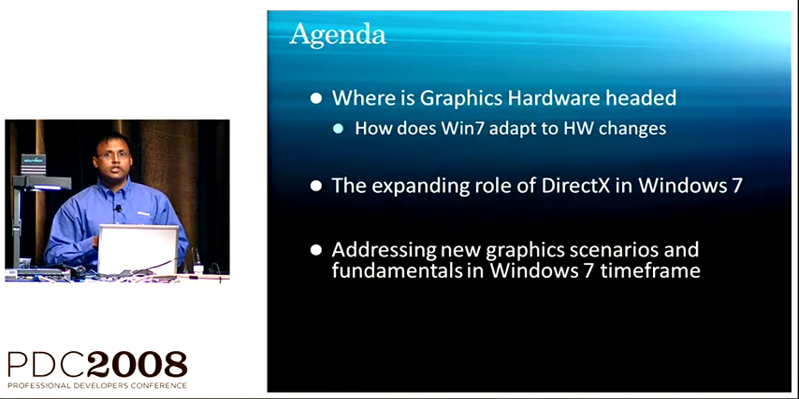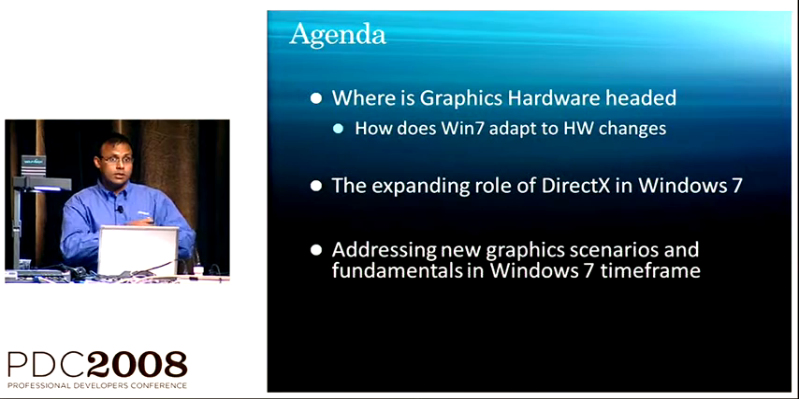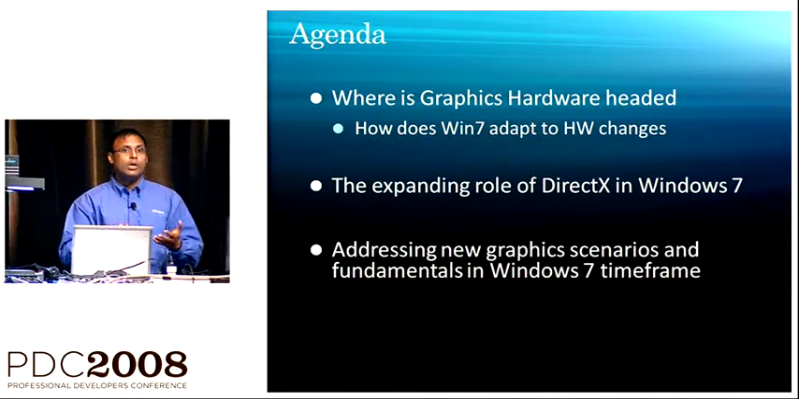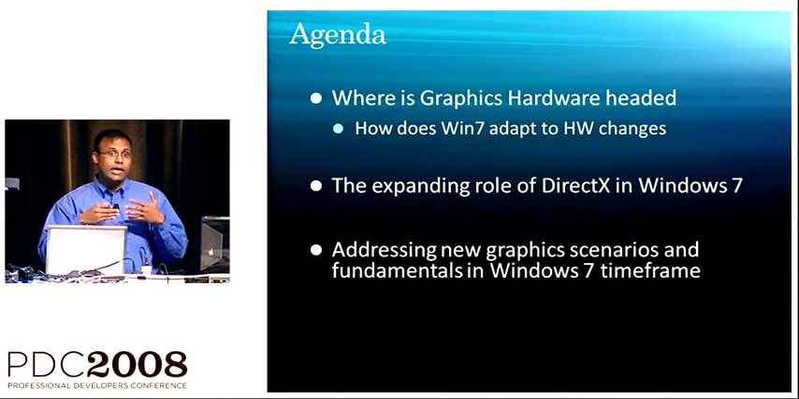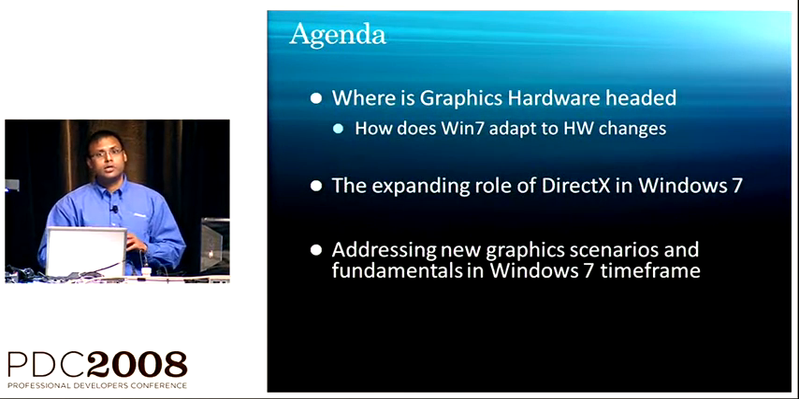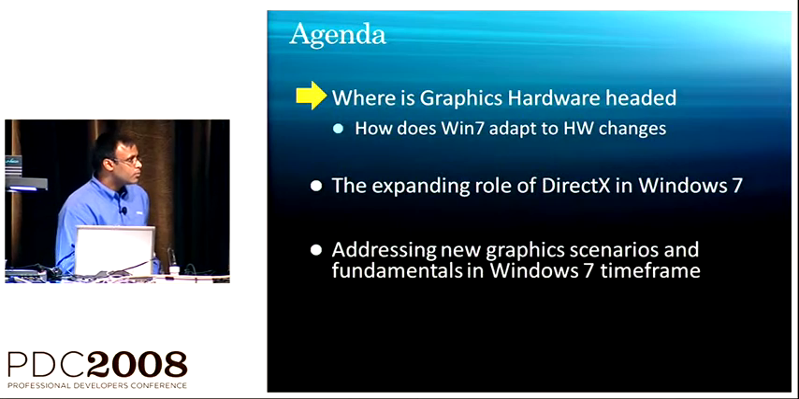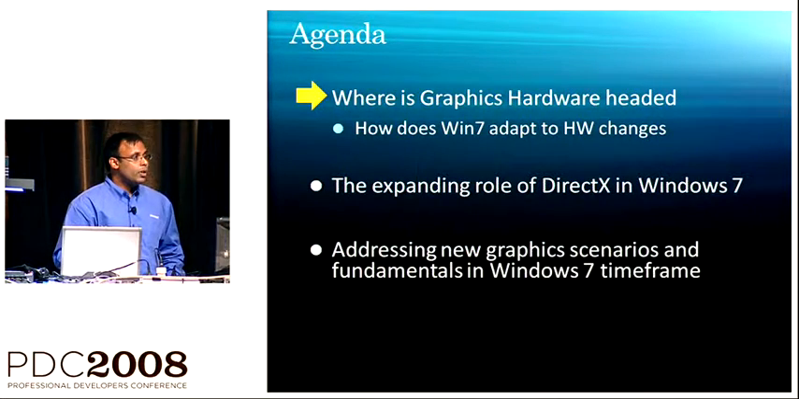In the second section, I will talk about the expanded role that DirectX is playing in Windows 7. And in the last section, I will talk about the new scenarios that are emerging because of the advances in the hardware. These scenarios are not tied with one particular API. They transcend APIs, and they cut across all of them. I'll be showing how you can take advantage of them or make your application work in those scenarios. So, I'll get started talking about where graphics is headed.